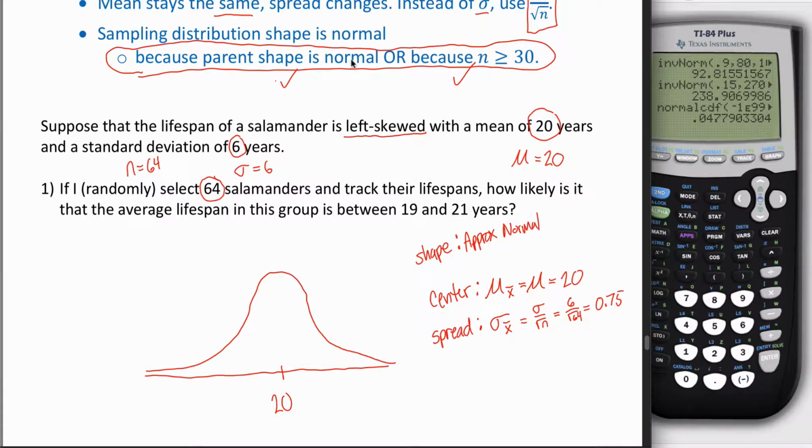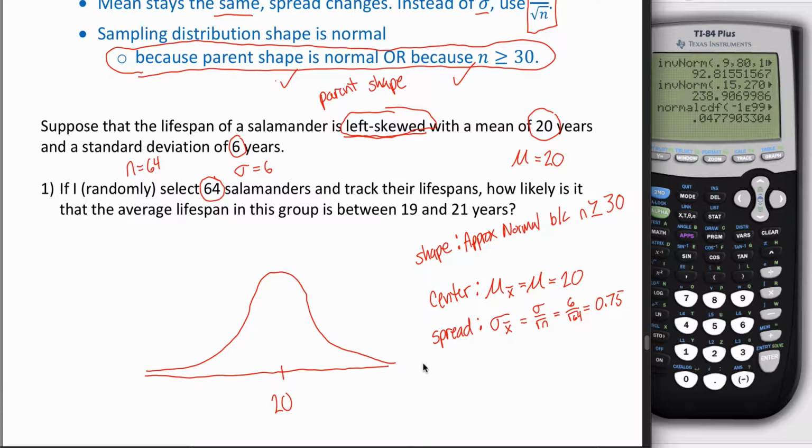Either the parent shape is normal. It's not. The parent shape is what's given to you up here. This is the parent shape, and in this case, it's not normal. It's left skewed. But that's okay as long as n is greater than or equal to 30. So I'm going to say it's approximately normal because n is greater than or equal to 30, which it is because n is 64.